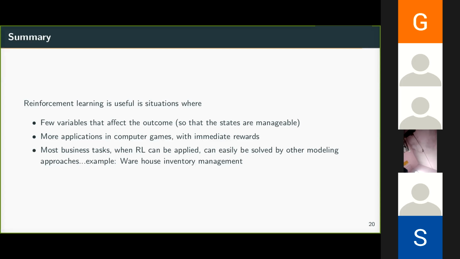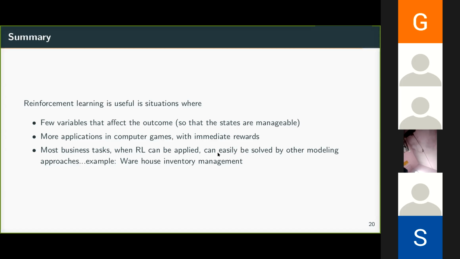Can I take it to any business application? In the real world, can I use RL somewhere? What do we think of it? What we think of it is this. Most business tasks where RL can be applied can easily be solved by other modeling approaches. Meaning that there are other approaches of time series forecasting or other approaches of linear regression, classification, clustering to do the problem better with lesser computational resources than what is required to train an RL agent.